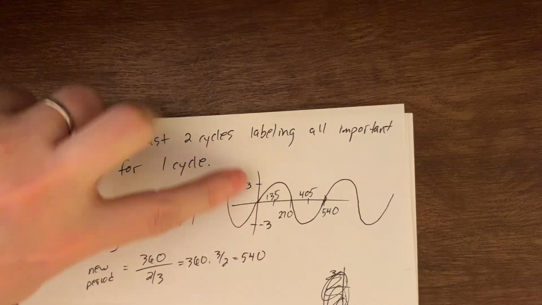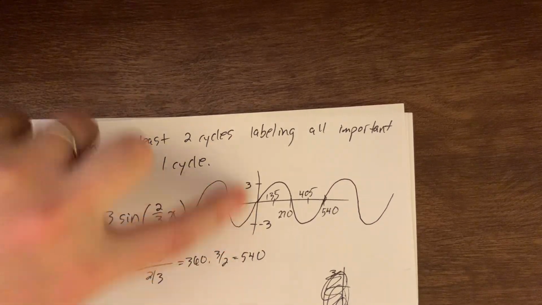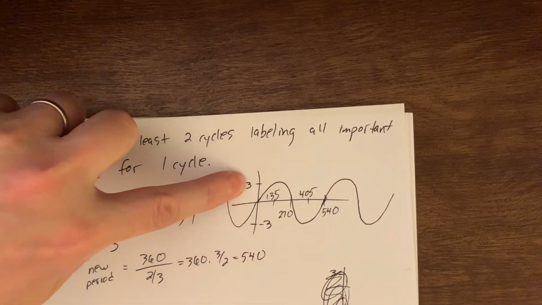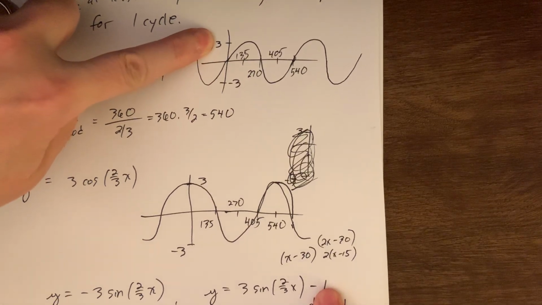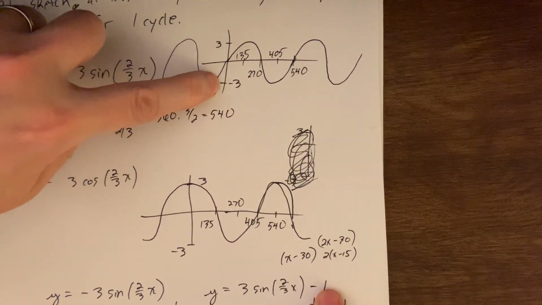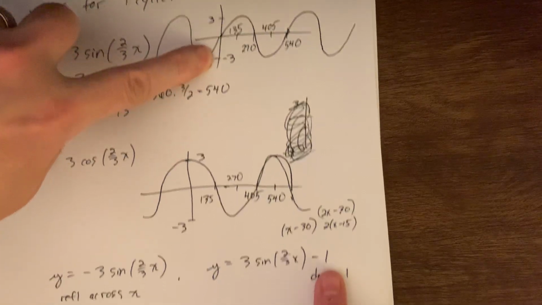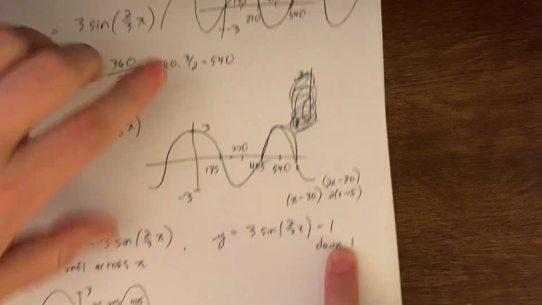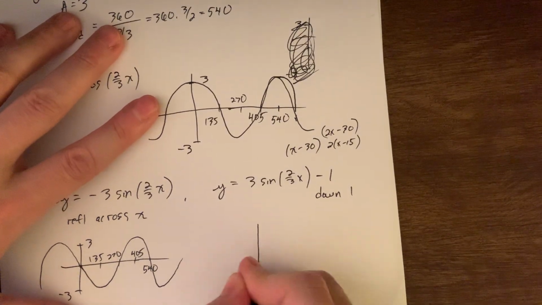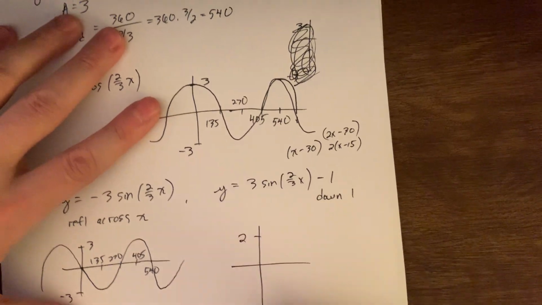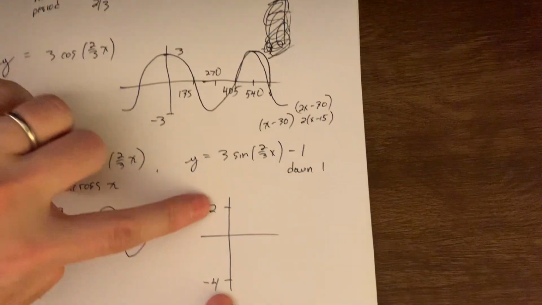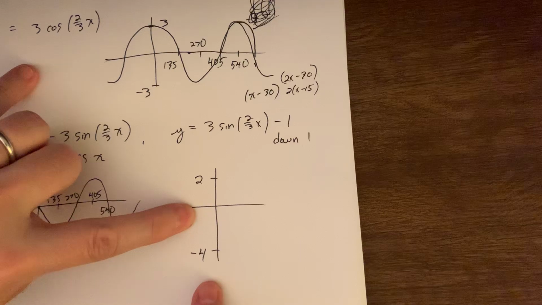So now back to this graph, but everything just goes down 1. So what changes? The highs and the lows. That's it. Instead of having a high of 3, everything goes down 1, so now the high is 2. Instead of having a low of -3, everything goes down 1, so now my low is -4. But don't draw it evenly, everybody. 2 and -4 are not equally close to the x-axis.